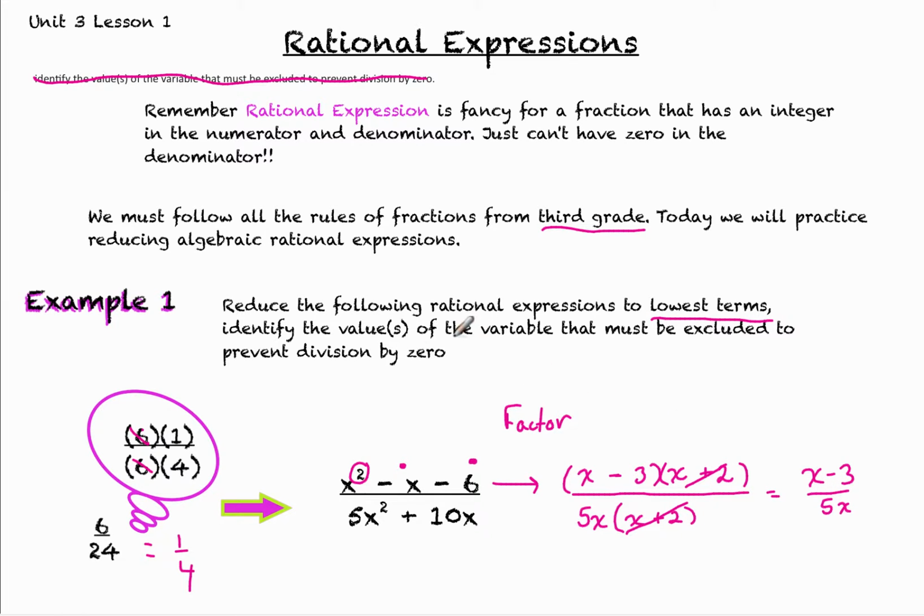Now the last thing it asked us to do is identify the values of the variable that must be excluded to prevent division by 0. So in other words, we just take our beady little eyes and we look at the denominator. What would x be so that if I put it in, multiplied it by 5, I got 0? So in essence, all you're doing is setting the denominator equal to 0. So x minus 3 divided by 5x is a legal fraction as long as x does not equal 0, because if you put a 0 in, you will get an undefined fraction.